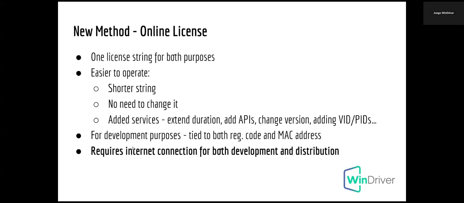For development purposes, we know that the development license is bound to the development machine registration code, right? If you ever used WinDriver, you know that. And now we've added a MAC address. So when you send the license request, we would require both the registration code, as usual, and the MAC address of your PC. Now there may be, I will talk about troubleshooting soon, but all we need to do is register the MAC address in the server license. So we will ask you to send it to us. And as I said, it requires internet connection for both development and distribution.